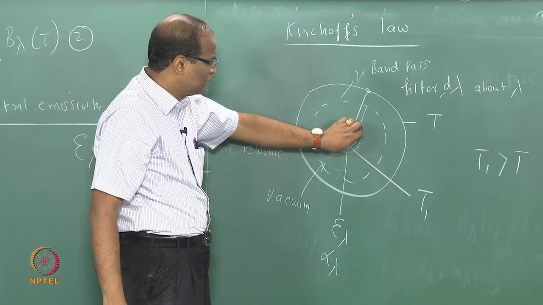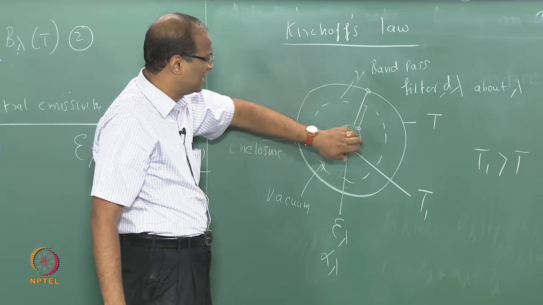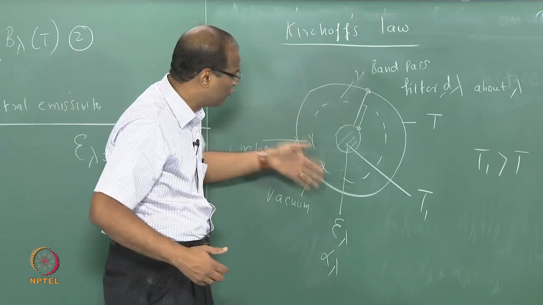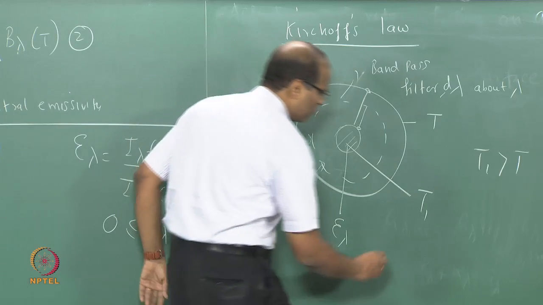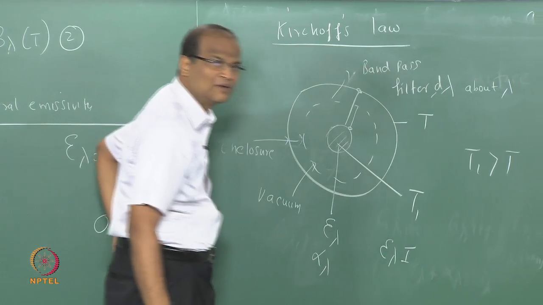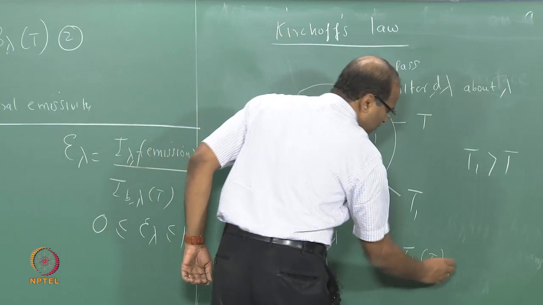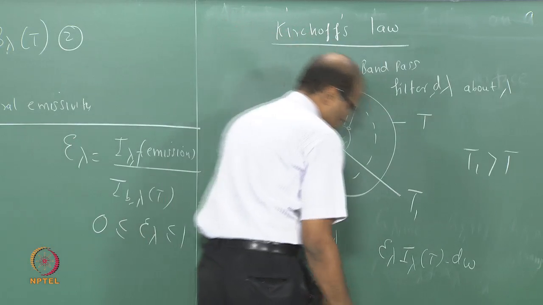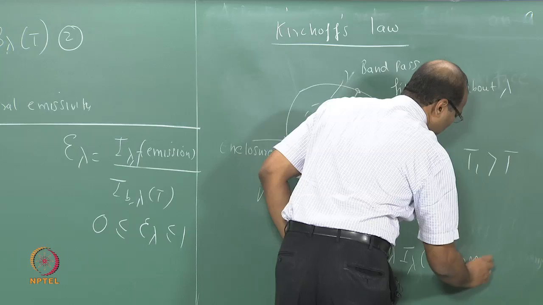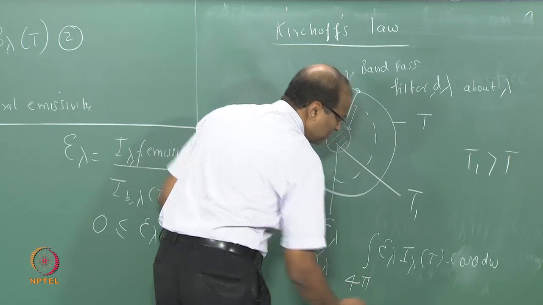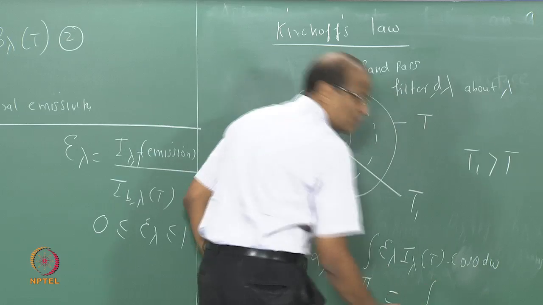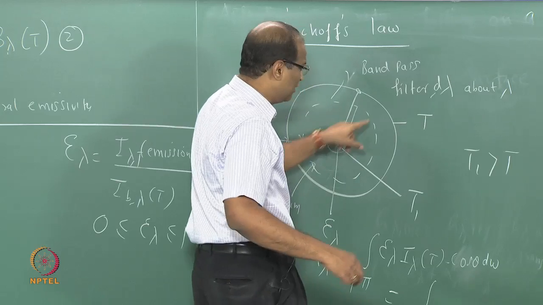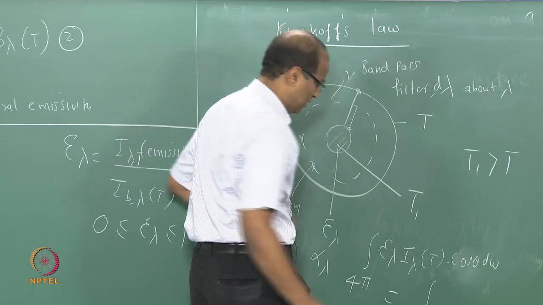So under these conditions, from the second law of thermodynamics, we know that the net rate of radiation exchange from the body to the surroundings or to the enclosure has to be 0. Therefore, whatever is emitted by the body, which is given by epsilon lambda I_b lambda of T d omega, so a cos theta factor will come, over the full solid angle will be equal to whatever is absorbed, but whatever is absorbed also will absorb only in the same band pass filter. This will obstruct anything outside that band.